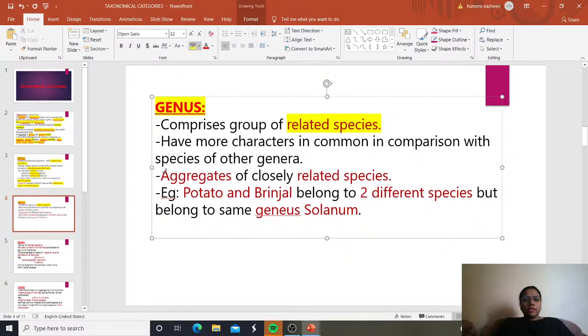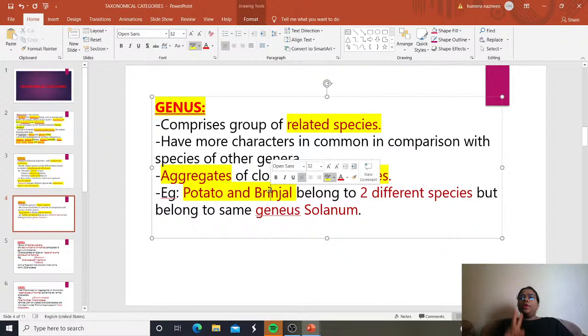That is, they are the aggregates of closely related species. What are they? Genera are the aggregates of closely related species. So what exactly is genus? It comprises a group of related species. They have more characters in common than species of other genera. Now they are the aggregates of closely related species. Now if we are going to see an example, potato and brinjal. We are going to see the example of potato and brinjal.